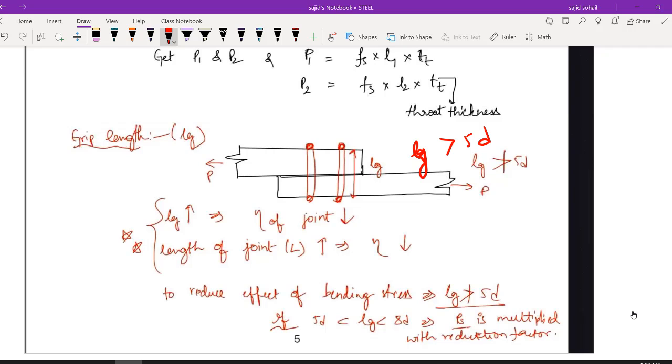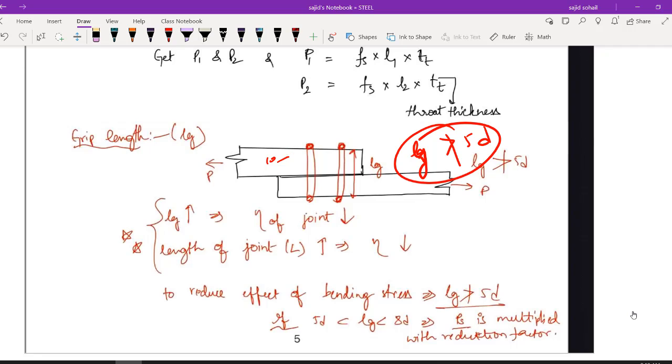Let us say the plate's thickness is quite large. Let us say this is 10 mm, or 12 mm, whatever you want. So if you are increasing the thickness from 10 mm to 20 mm, to keep this within limits, your length of grip should not be greater than 5 times the diameter. So what you do is you will be increasing the diameter of your bolt also.